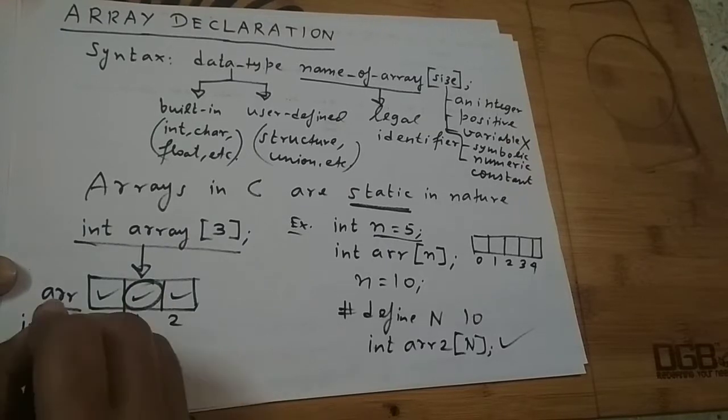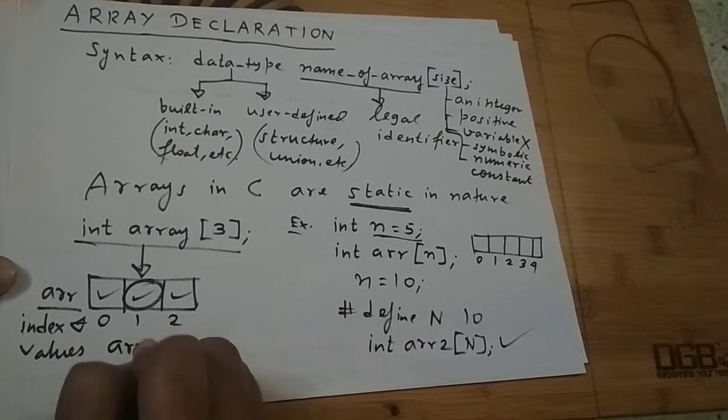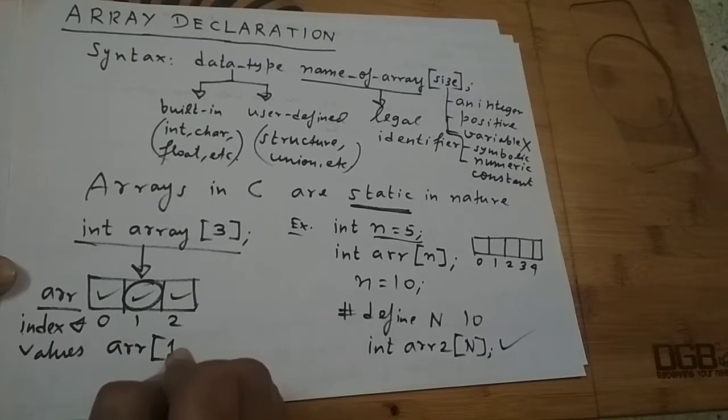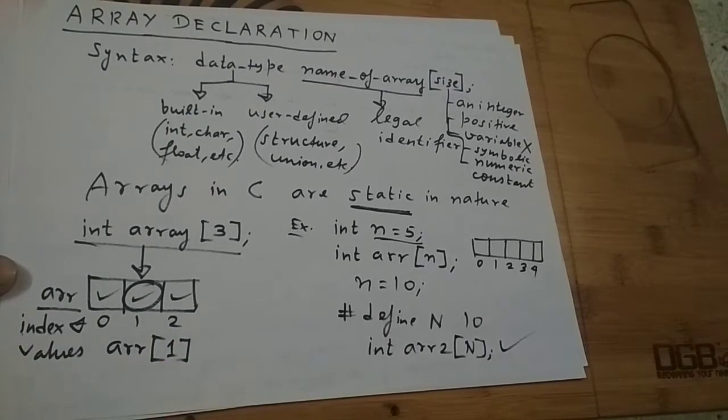So how will I use the index values along with the name of the array? Let's say I want to access this variable. Then I'll write the name of the array, ARR. And what is the index value that I'm trying to access? I'm trying to access index value 1. So within square brackets, I will write 1. This is how I will access an array element.